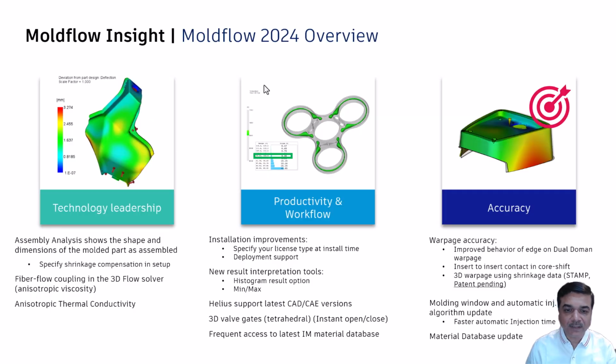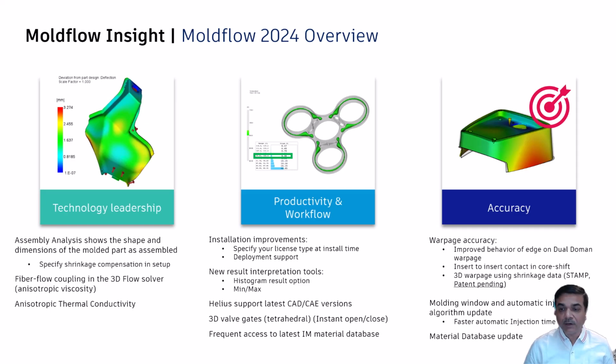Before I get started on showing you the Min and Max and histogram results, this is an overview slide that talks about the enhancements in terms of technology leadership, productivity and workflow. We also tried improving the accuracy. It's been some time since some of these features and capabilities were put into the Scandium release, and probably a few of you have already given feedback about it. So we will be discussing the productivity and workflow improvement, specifically the histogram results option and min and max, and how they could be useful in interpreting the results.